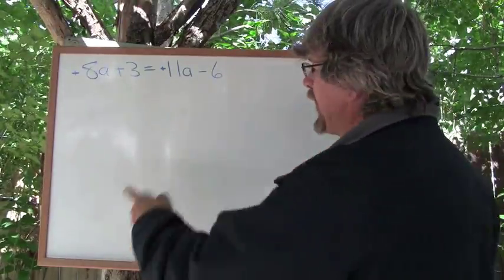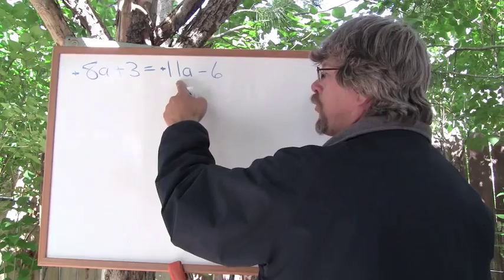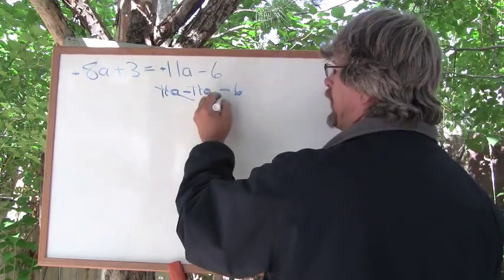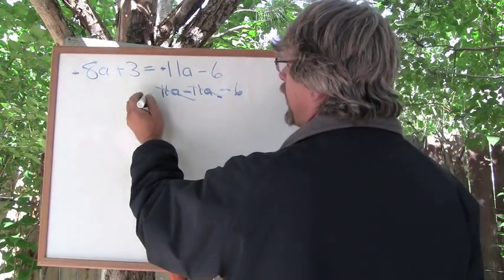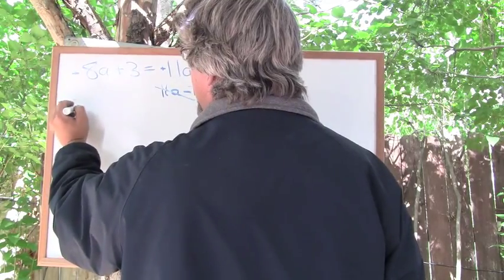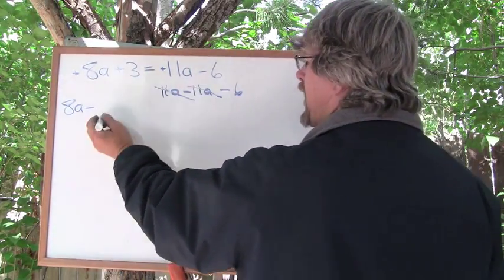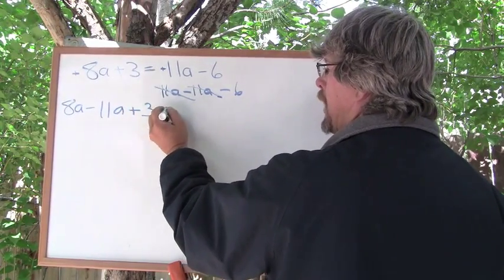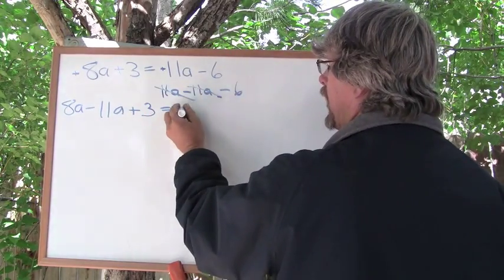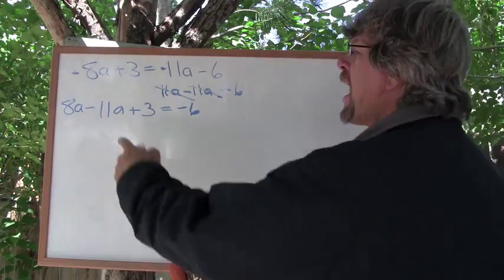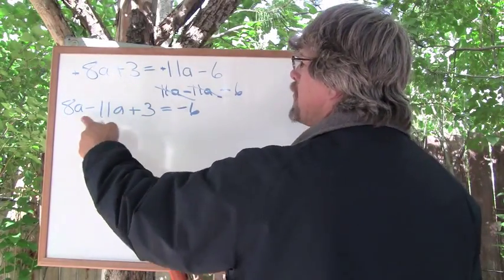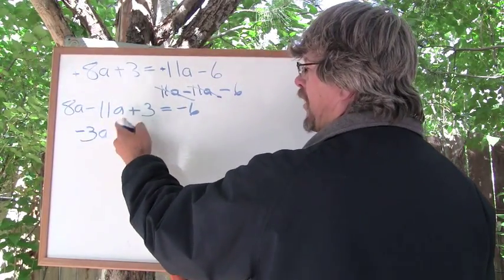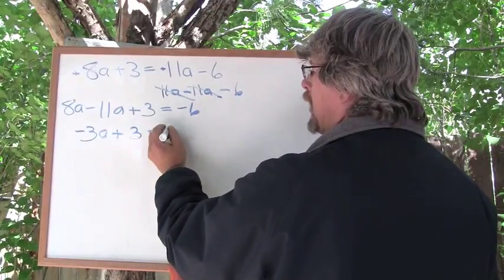But in order to get the 11a over here, we have to subtract it. That cancels it. That leaves us with negative 6. But we have 8a, we subtracted 11a, they're like terms, plus 3. Now this side equals negative 6. 8a minus 11a. 8 minus 11 is minus 3a, because we have the variable, plus 3 equals negative 6.